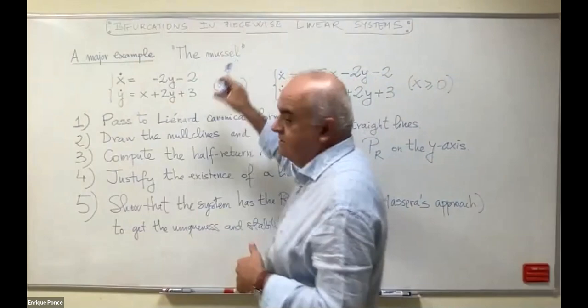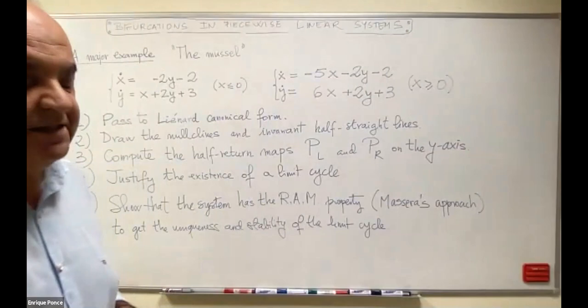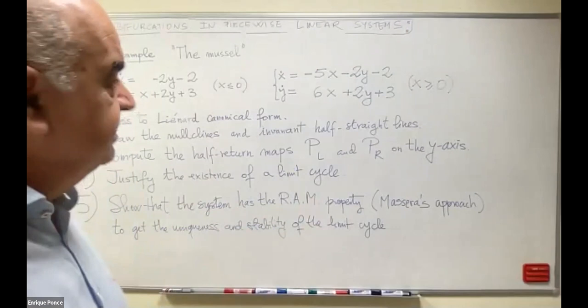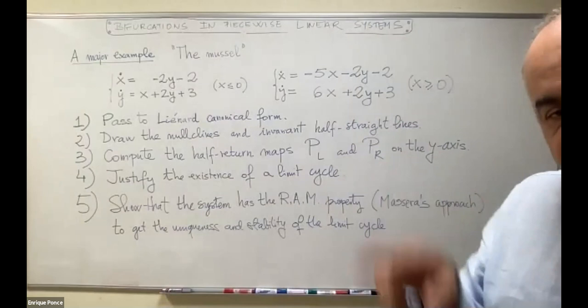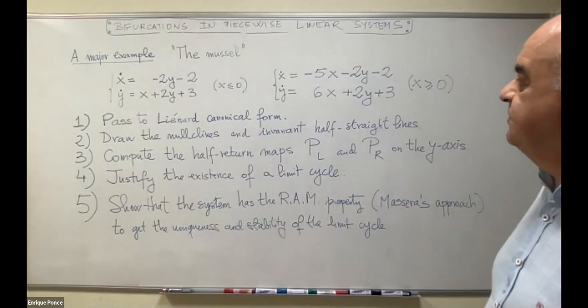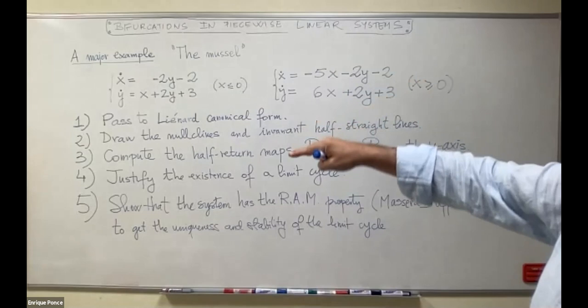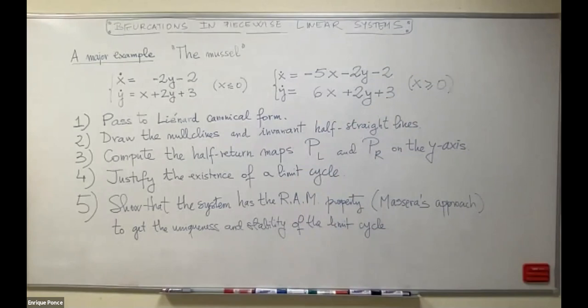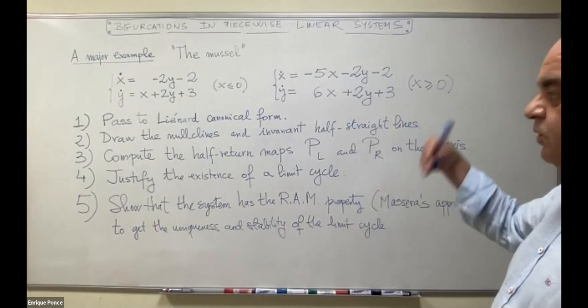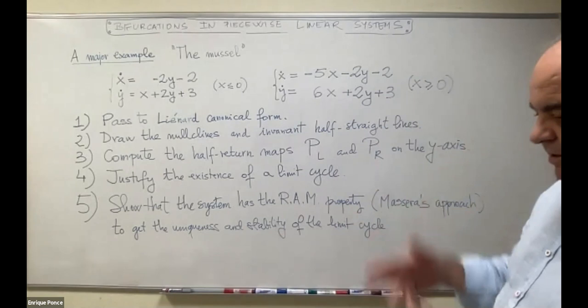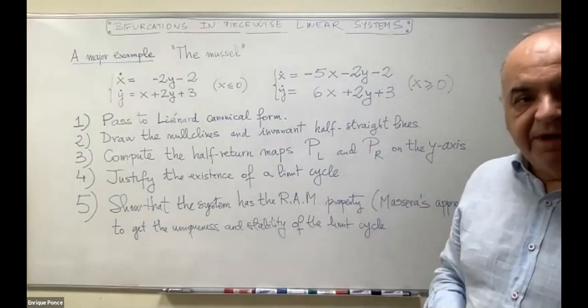It's called the muscle. The muscle, mejillón in Spanish, is just a mollusk or something. And the name is just because this system has a limit cycle whose shape is like a muscle. This is the reason for the name. Then this is an exercise which is structured in five steps. And well, I will skip this example now. Probably we will retake it later, because my goal today is to start this talk speaking about bifurcations.